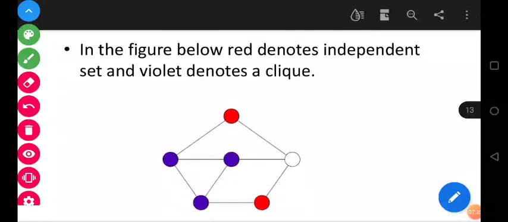In the figure given below, the red vertices denote an independent set as those two vertices are not connected by any edge, and the blue vertices denote a clique because every vertex is connected to every other vertex. So the set of blue vertices is a clique, and the set of red vertices is an example of an independent set.